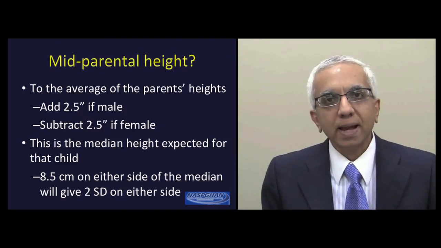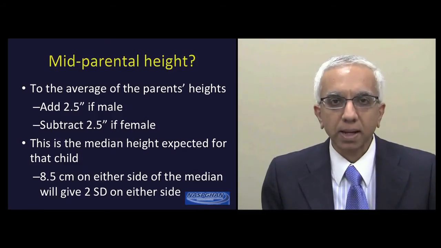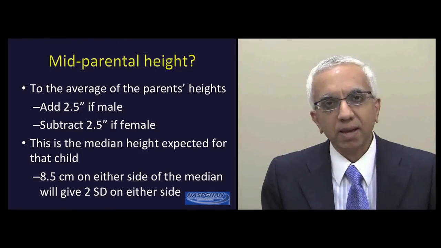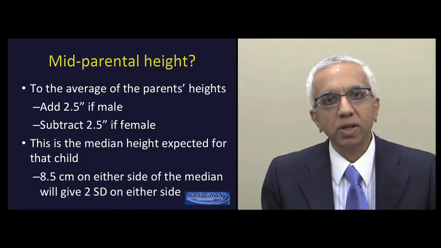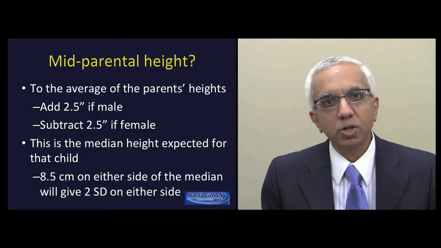In order to get an estimate of where the child should grow, we do use the mid-parental height. There are several formulae available for calculating mid-parental height. This is one of the easier ones. To each child's parents, first obtain the average of the parents' heights, then add 2.5 inches if it is a boy and subtract 2.5 inches if it is a girl. This is the median height or the 50th percentile for where the child should grow.